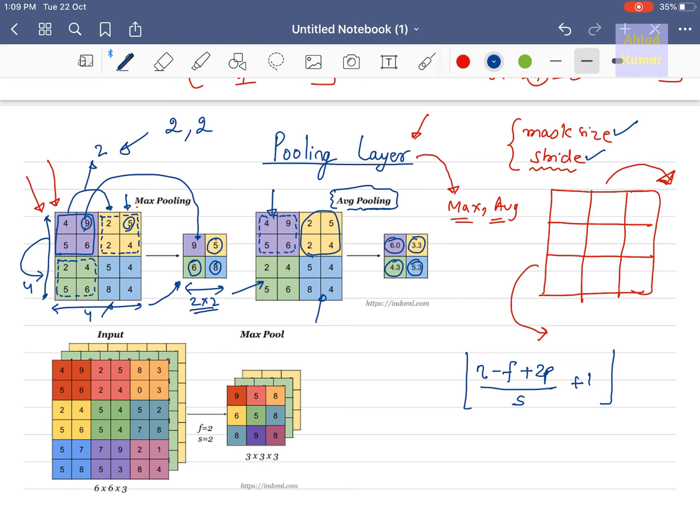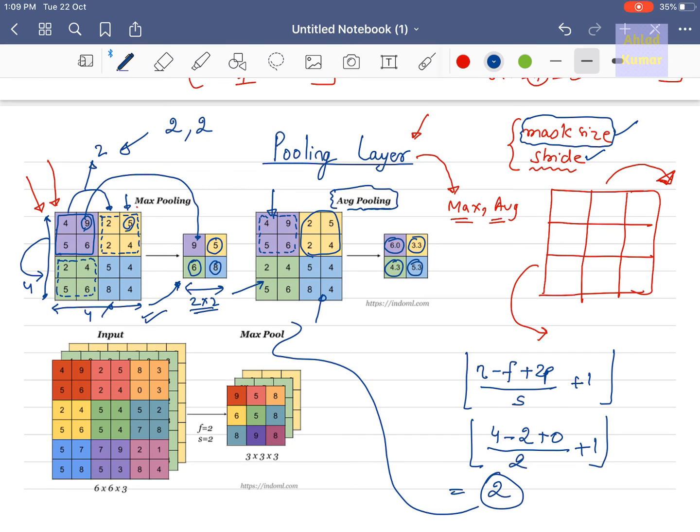So once you apply this to this particular example, what is the value of n? N is 4. What is the value of f? F is basically the mask size corresponding to this pooling layer, so it is 2. And what is the padding that we have done? We have done no padding. How about the stride? Stride is 2, and plus 1. So what is the value here? The value is 2. So this 2 is the size of the resultant image that will come out because of pooling. So the pooling operation basically reduces the dimension of the image also. So that is the main function of pooling, to reduce the dimension.